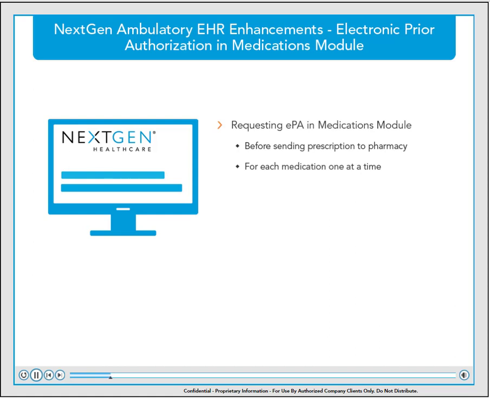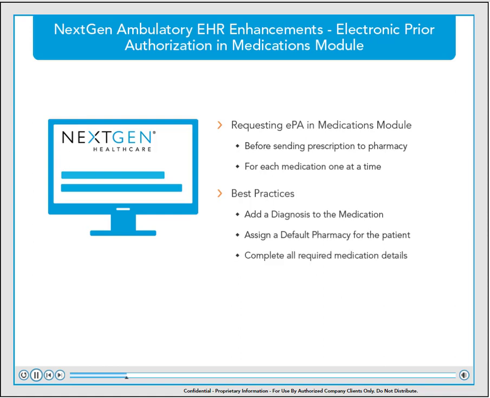In order to speed up the EPA process, there are a few best practices to follow. You should always add a diagnosis to the medication because it is typically required by the Pharmacy Benefit Manager, or PBM, and a warning message will display if a diagnosis is missing for EPA. A default pharmacy should be assigned to the patient to eliminate the warning message about that. You should always complete all required medication details such as quantity and SIG before you request EPA to prevent any delay. Next, let's go to the Medications module to learn how to request and complete EPA for a medication.